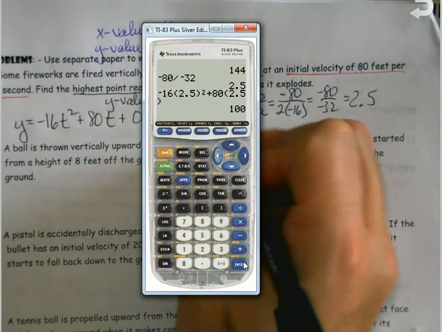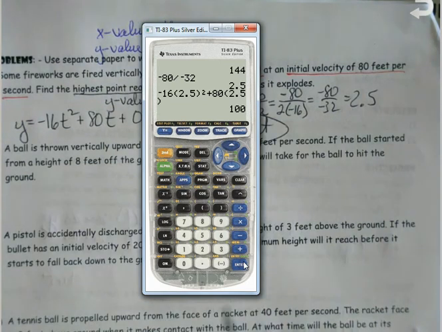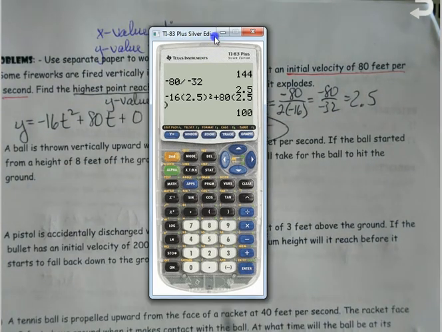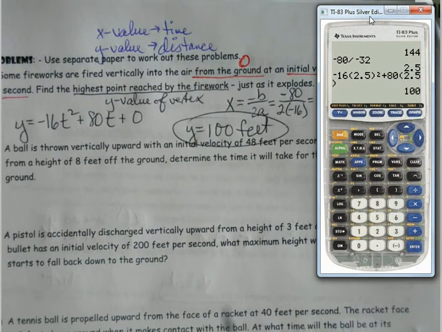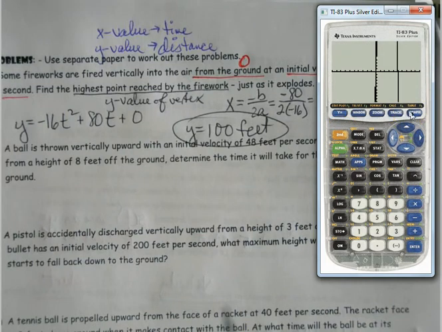So my y equals 100 feet. Otherwise, you can type it in the y equals part, and then hit trace, and hit x equals 2.5. If some of you like playing around with the calculator, you're like, yeah, it's kind of fun. I don't get to do this very often. So I would rather do it this way, and then say, okay, Harty, graph, and I'm going to hit trace.